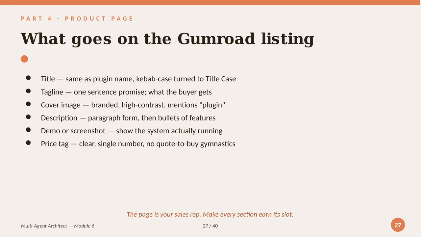Cover image. Branded. High contrast. Mentions the word plugin so buyers immediately understand what they're buying. 1280 by 720 minimum. Readable at thumbnail size. Description. Paragraph form first. What it does, who it's for, why it works. Then bullets of features. Buyers skim the bullets.